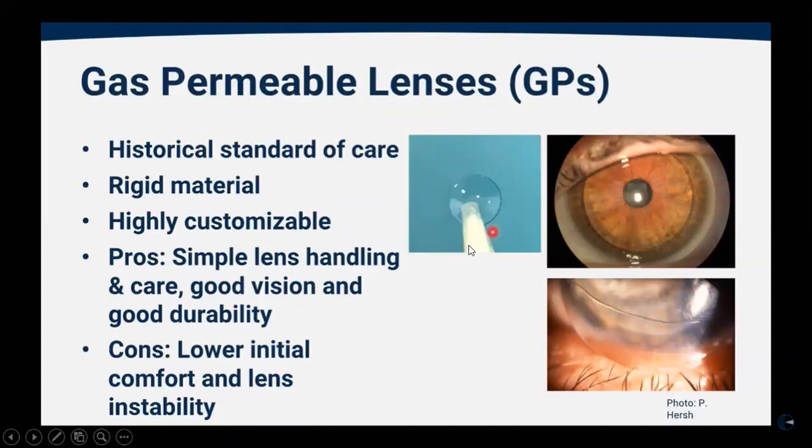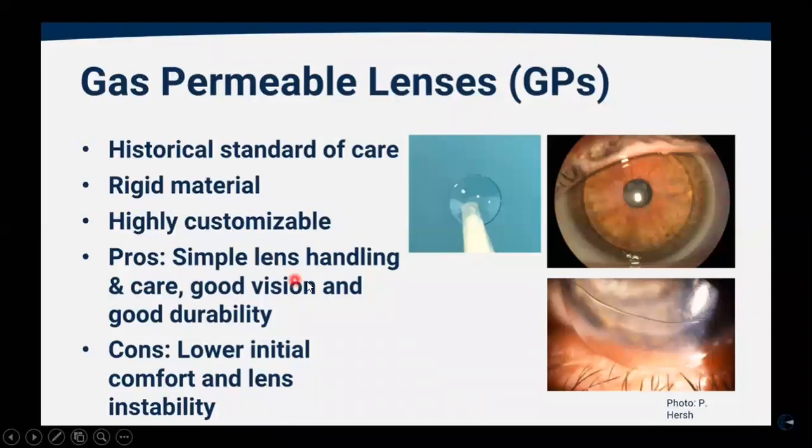It is very highly customizable. One of the great things about RGP lenses is that you can change the diameter, there's an infinite number of diameters, the base curve, and you can do edge modification. That's why these lenses are so helpful. Since it is so customizable, you can give any amount of refractive error correction.